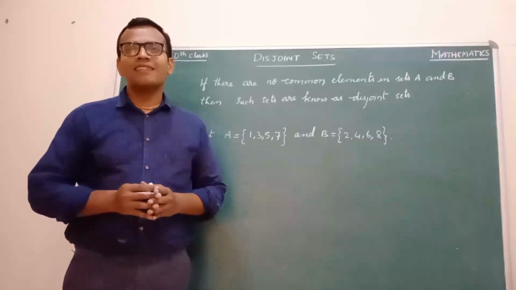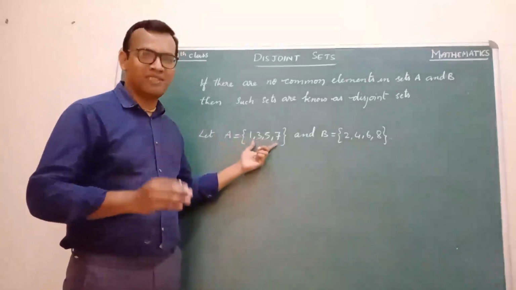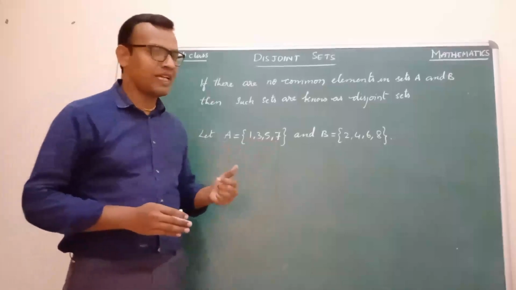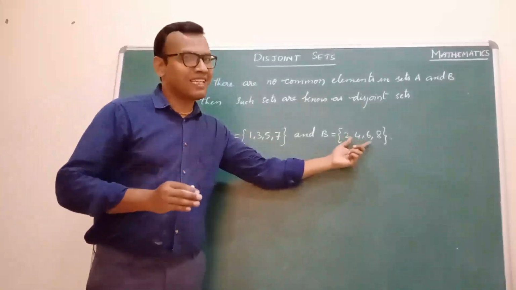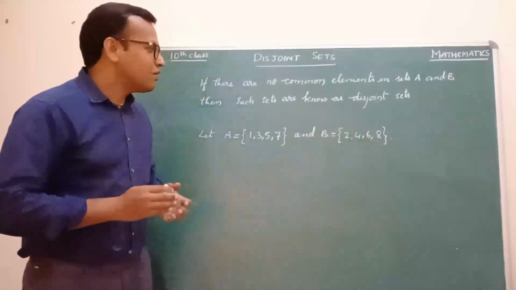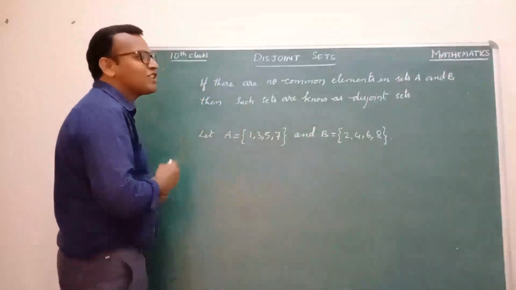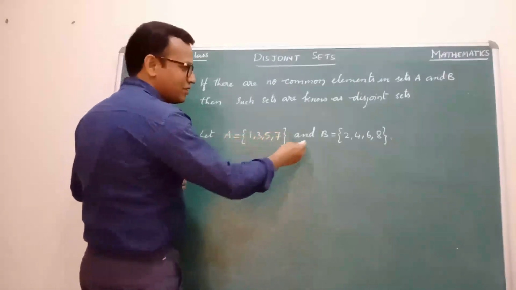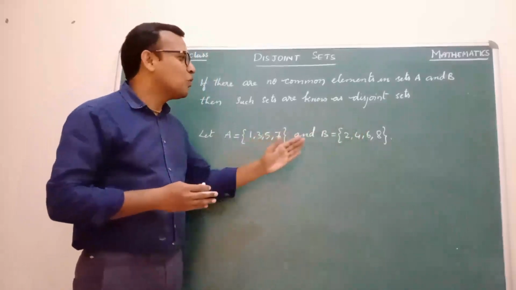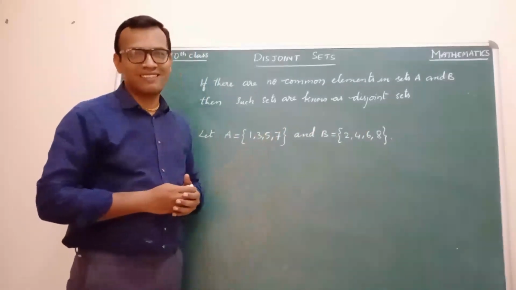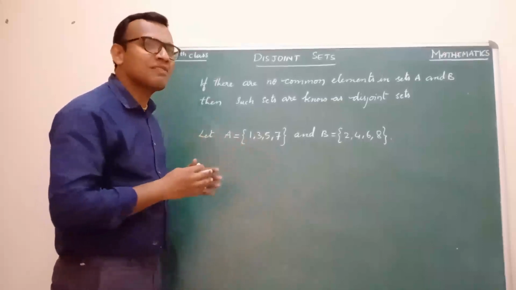Now let us consider two sets. Set A contains the elements 1, 3, 5, 7, the odd numbers below 9, and set B contains 2, 4, 6, 8, the even numbers below 9. Now let us observe both the sets A and B. Is there any element common? 1, 3, 5, 7, 2, 4, 6, 8. So we can clearly say that there is no element in common for both the sets. Then let us represent these sets in a Venn diagram.